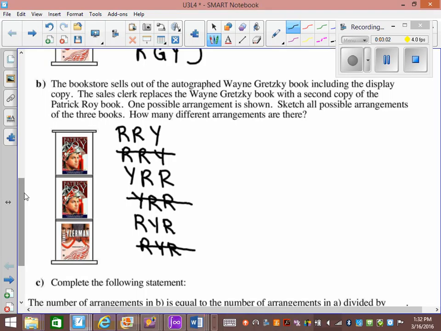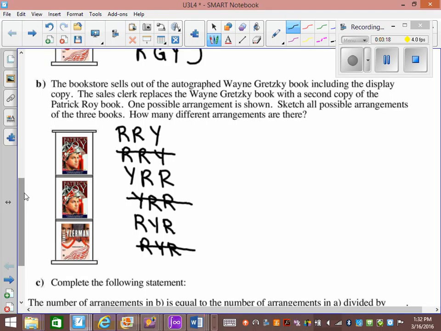Now, it would not be much fun to always list out all my combinations, especially when there's like a million combinations, and then cross off the ones that are the same. That would not be the most effective way. There's got to be an easier way.